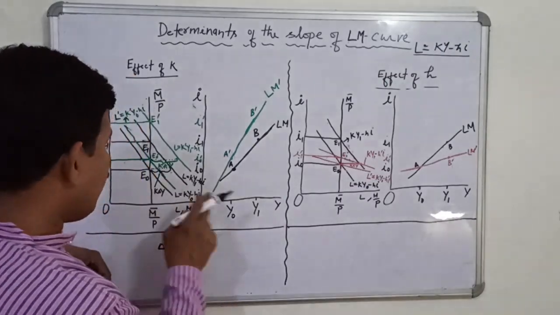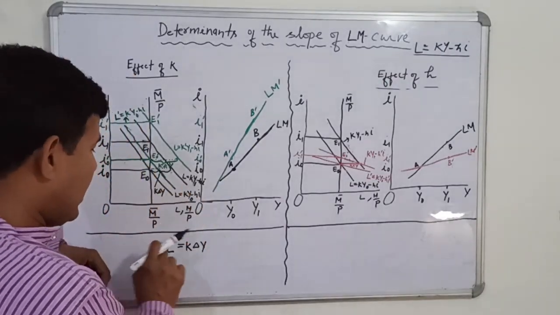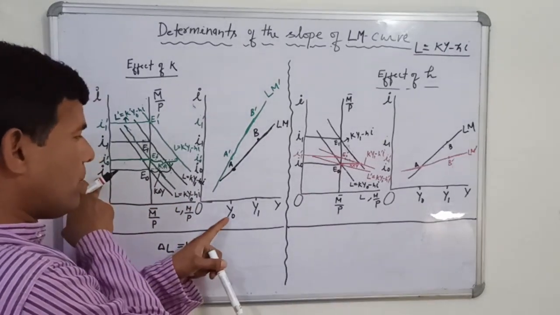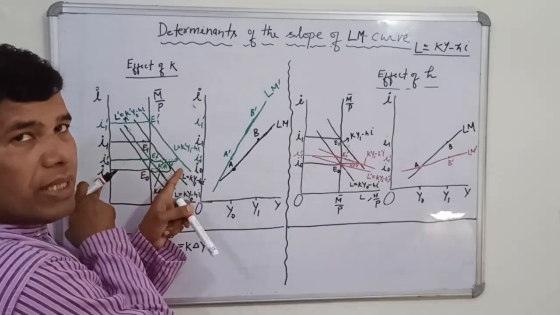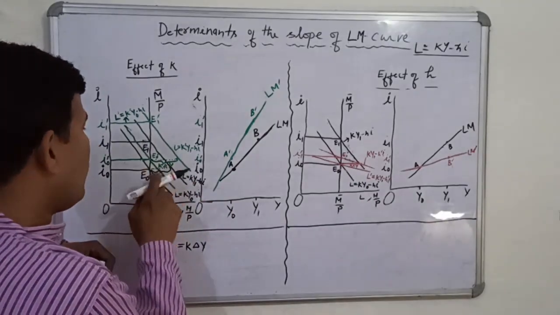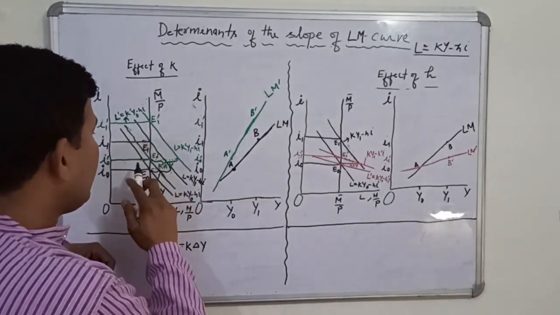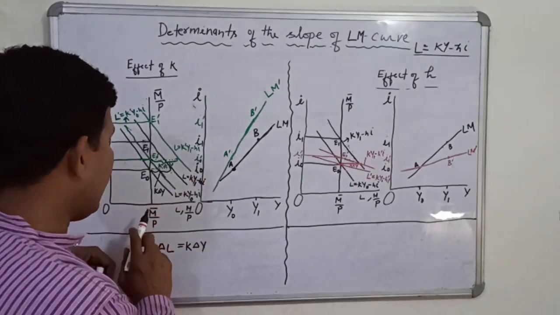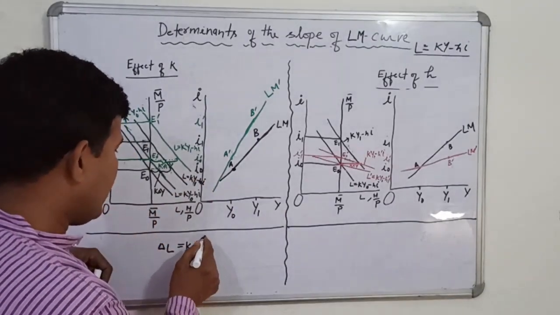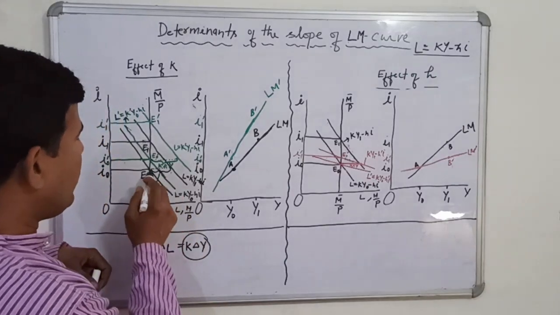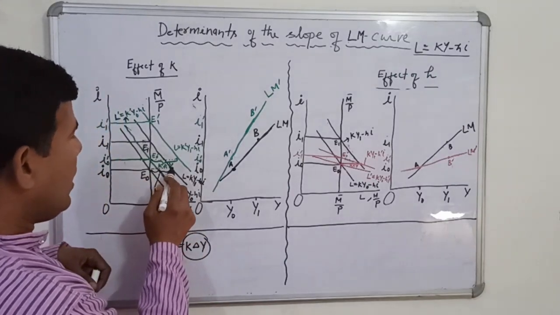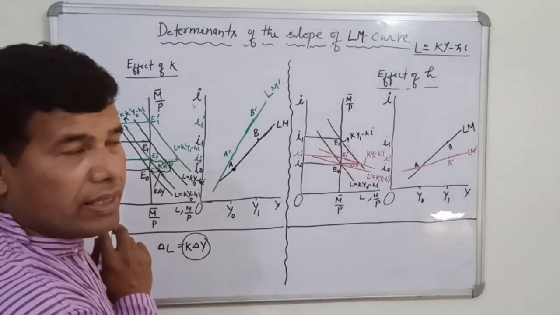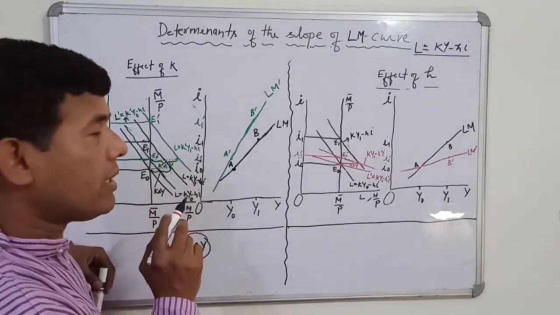So money demand would rise. That means we are assuming that at the I0 interest rate, if income rises from Y0 to Y1, money demand would rise. Now when money demand rises, what will happen? The money demand line shifts rightward. The horizontal shift of the money demand line would be to the extent of K delta Y. What do you find? That I0 is no more the equilibrium rate of interest.